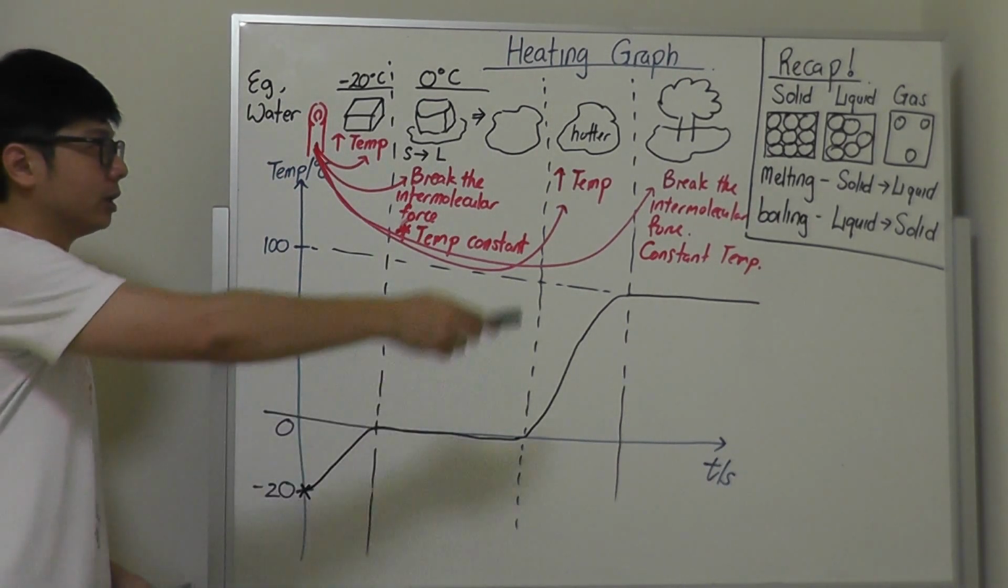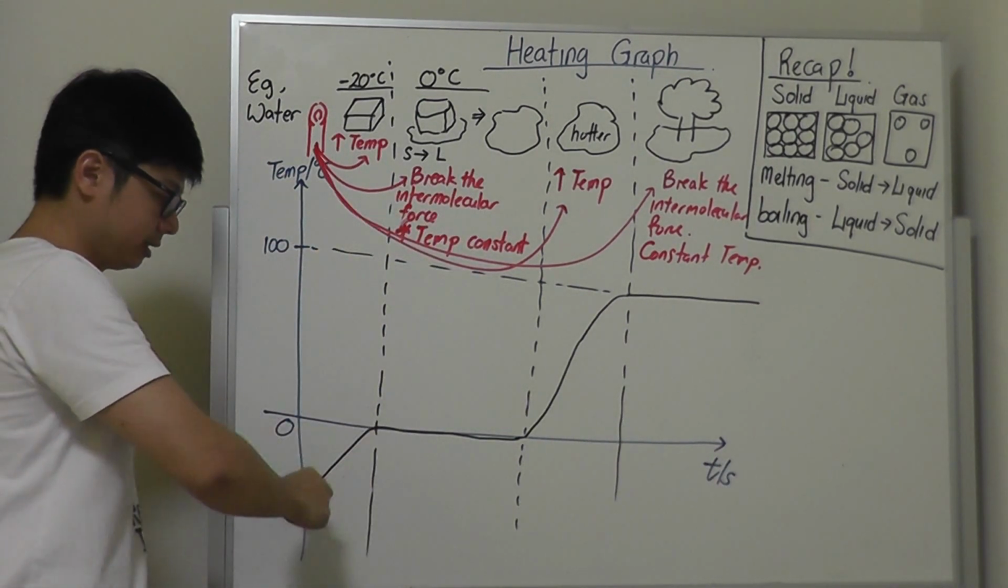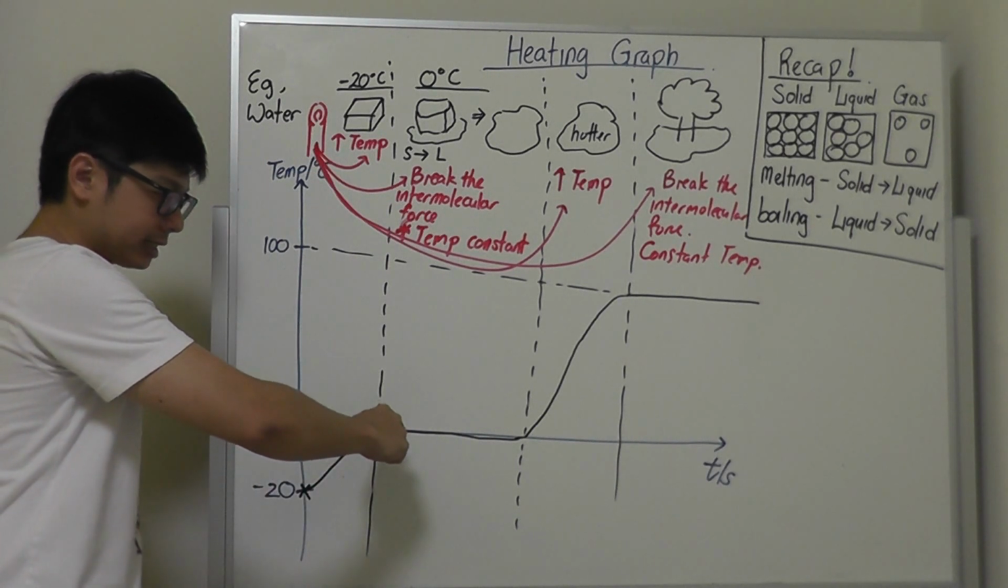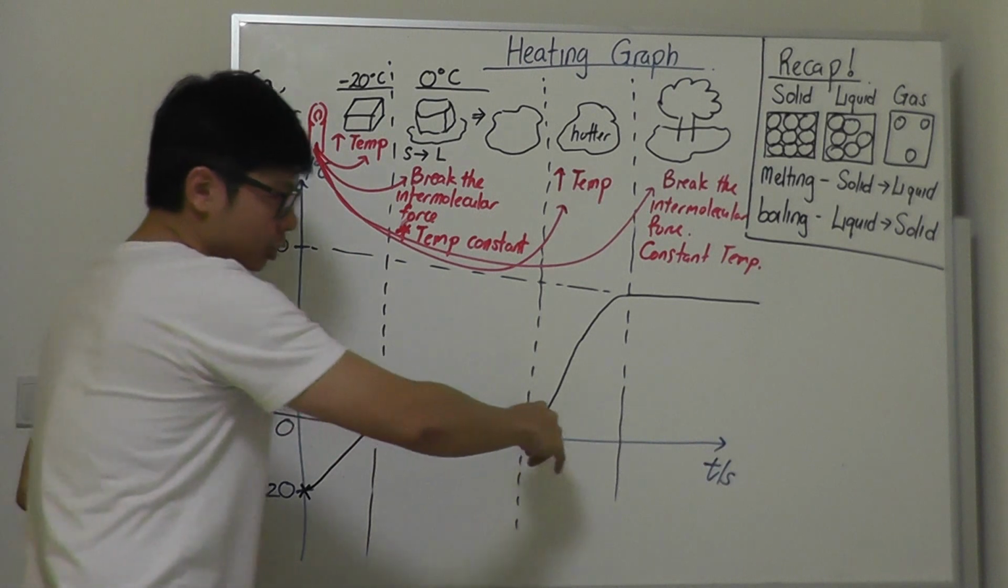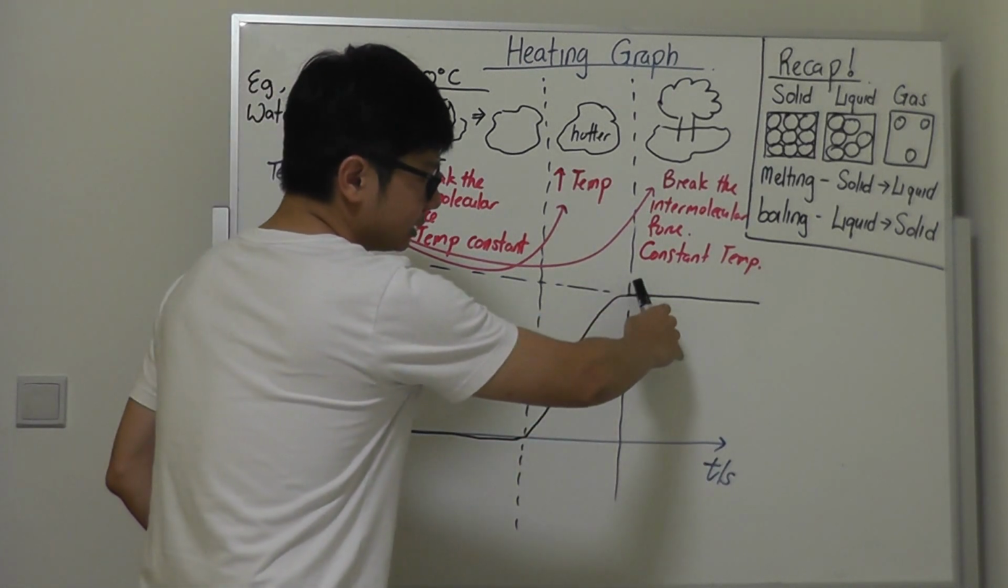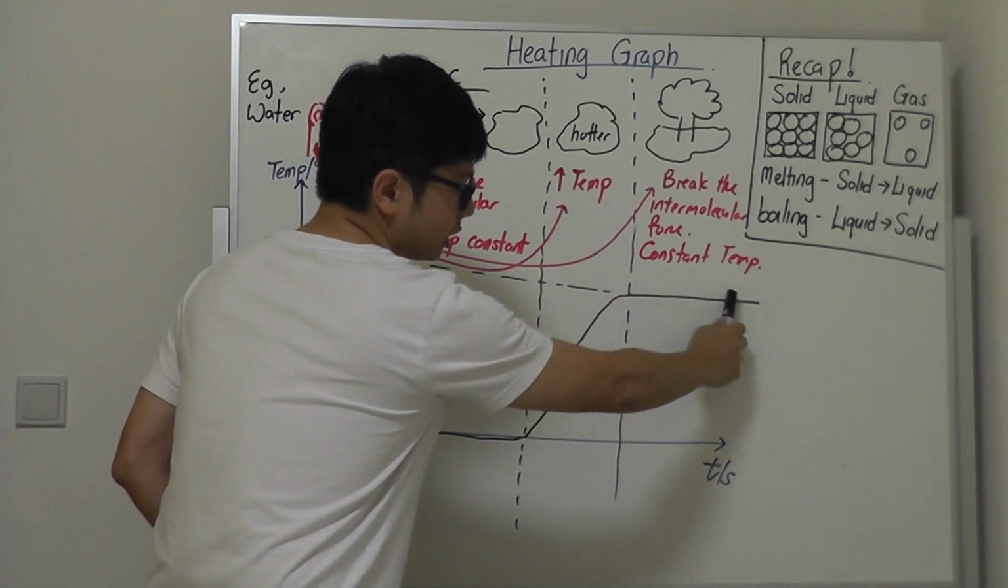So this is how a heating graph will look like. Temperature rise, the temperature stay constant because of state change, and then temperature rise and then undergo another state change with the temperature being constant.